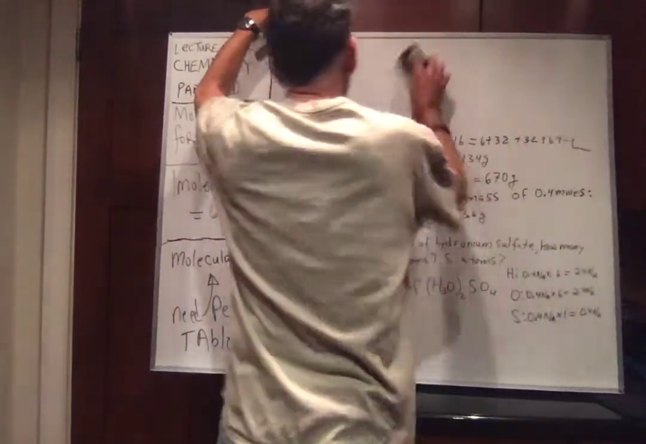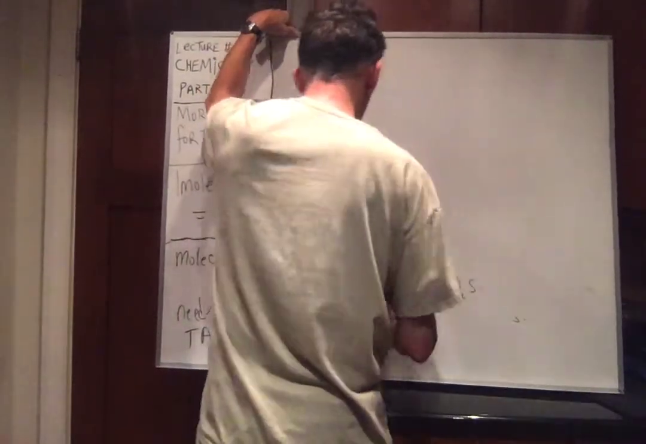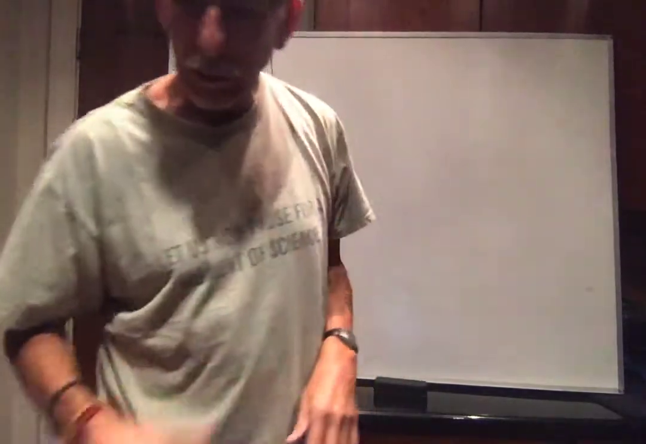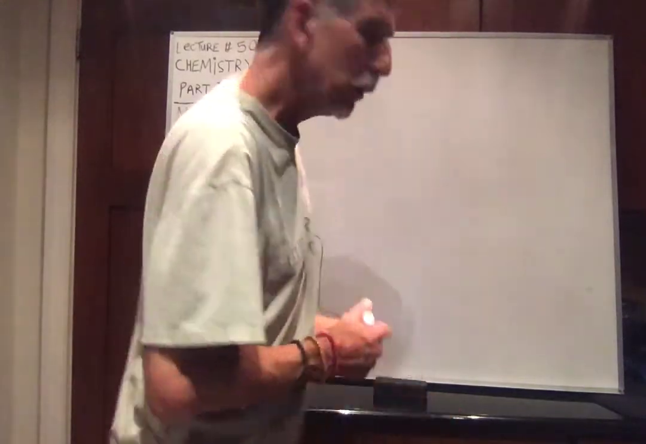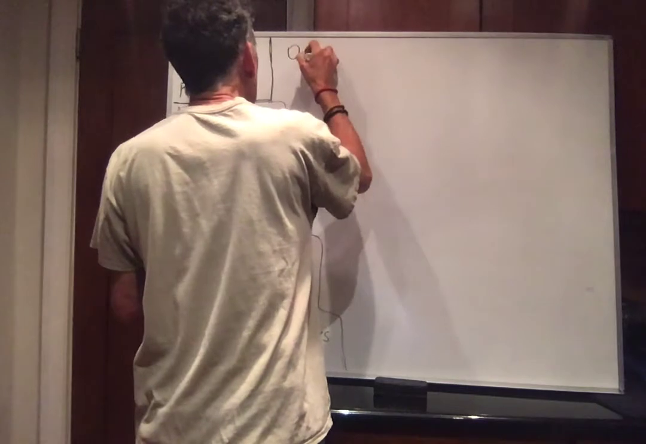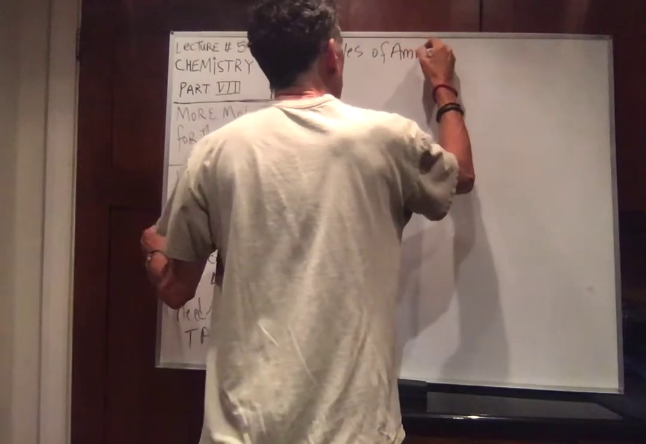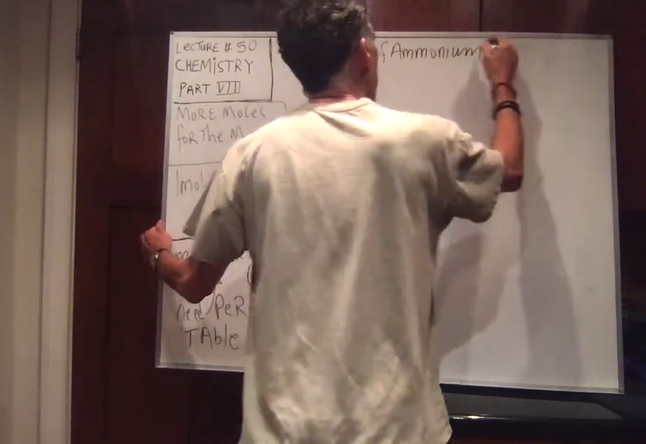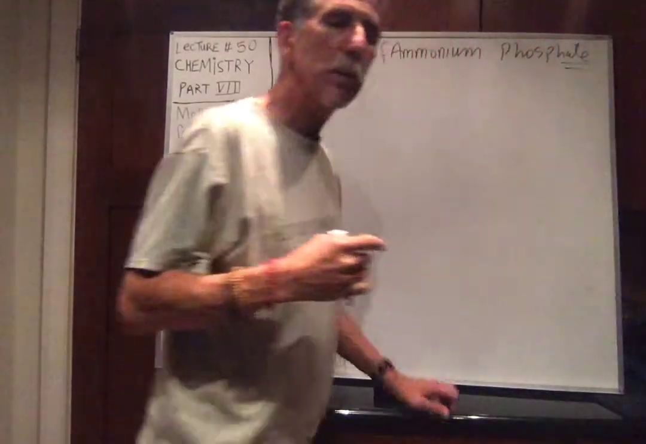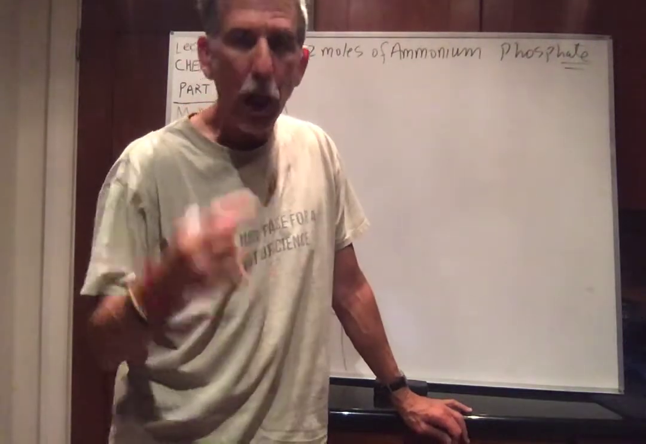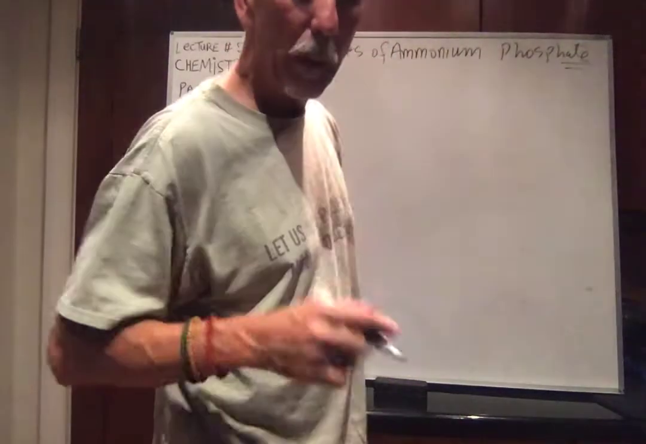Let's see if we can do another example. And I think I've worked something out. Let's see what I said. Oh, ammonium phosphate. Okay, so let's look at ammonium phosphate. I want 0.2 moles of ammonium phosphate. Okay, ATE. If it was phosphide, it would just be the phosphorus. IDE is just the element. ATE is the polyatomic.